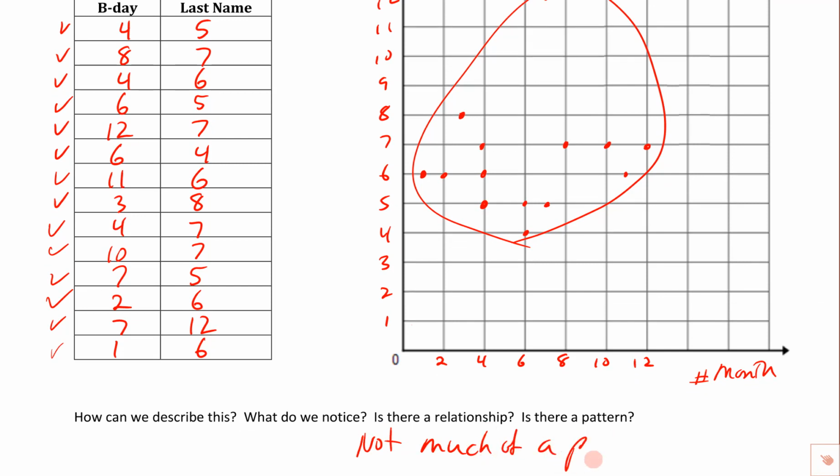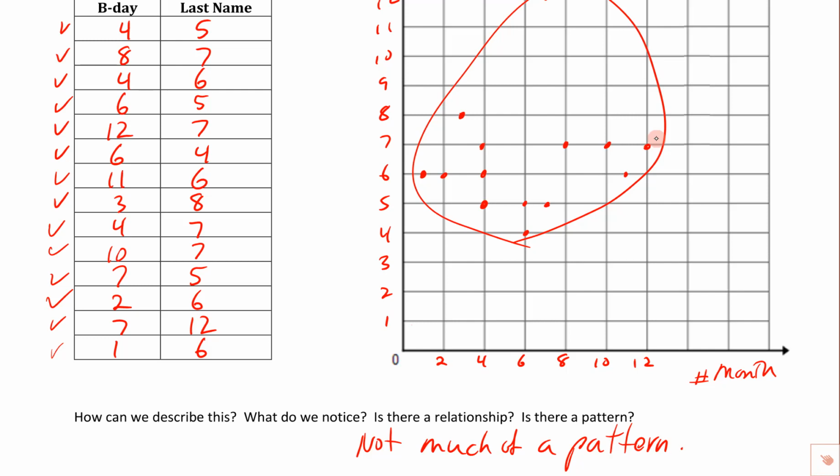We wouldn't be able to predict anything from this or make any general statements. Because take a look at this. If you're born in April, we've got people that had 5 letters in their last name, 6 letters, 7 letters. Kind of a spread. But we also had this. Take a look at these 7s. There were people that were born in April, August, October, and December. They all had 7 letters in their last name. There's really no relationship here.